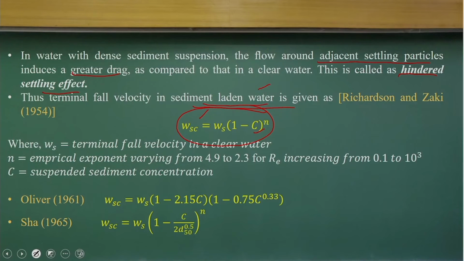That's the reason we have experimental proof for this equation, which is (1 minus c) to the power n, where n is an empirical exponent which varies from 4.3 to 2.3 as the Reynolds number increases, and c stands for suspended sediment concentration. And there are empirical equations from 1961 and 1965 with two different functions. This one is in terms of d50 and this one is in terms of c only. Those are the empirical equations.